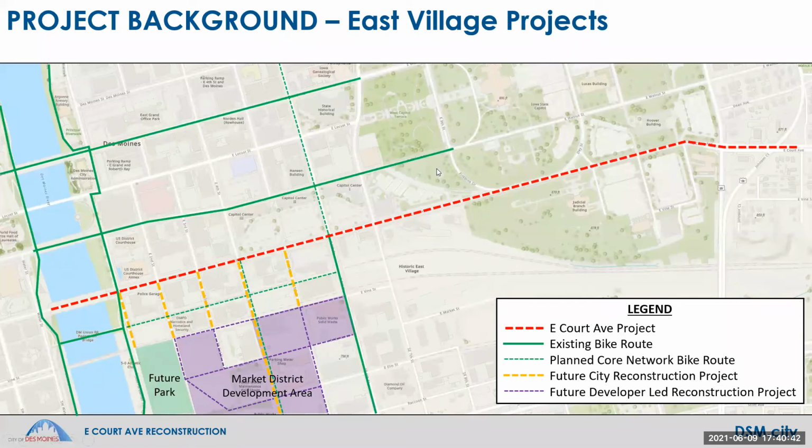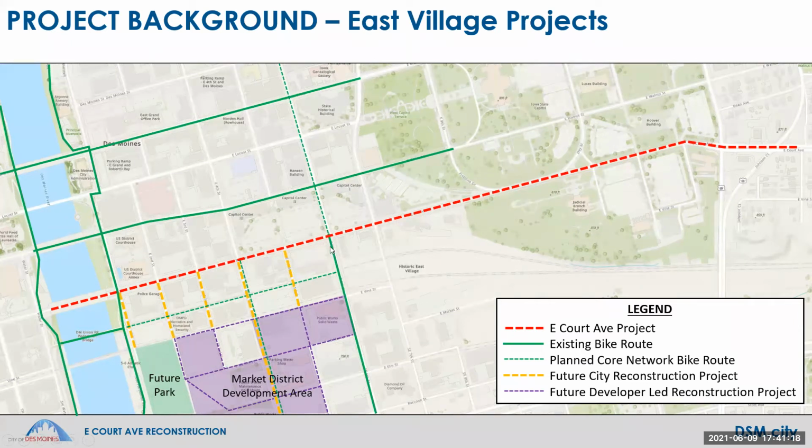I wanted to talk too about what's going on in the area and how this East Court project fits in with everything happening in the area. This just kind of shows some of the connectivity. The East Court corridor is shown in the dashed red line, and the existing bike facilities or network are shown in the solid green. So you have East Grand, Walnut Street, East 6th from Court down to MLK, and then you have the River Walk and the trails there.